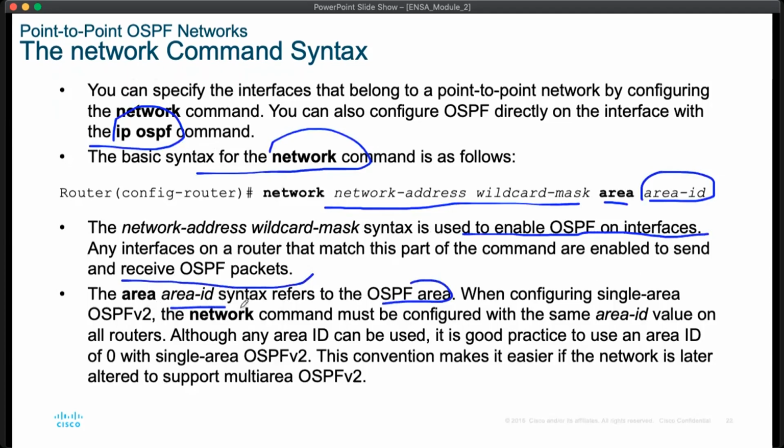When configuring single area OSPF version 2, the network command must be configured with the same area ID value on all routers. Although any area ID can be used, it is good practice to use an area ID of 0 with single area OSPF version 2. This convention makes it easier if the network is later altered to support multi-area OSPF version 2.